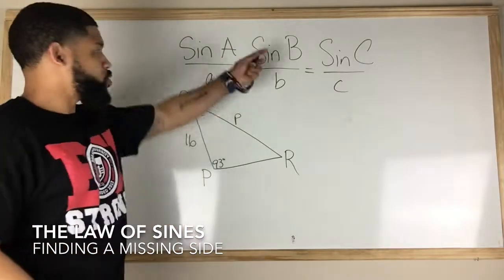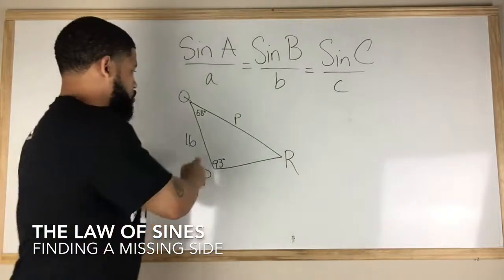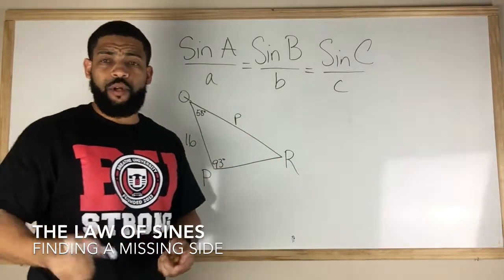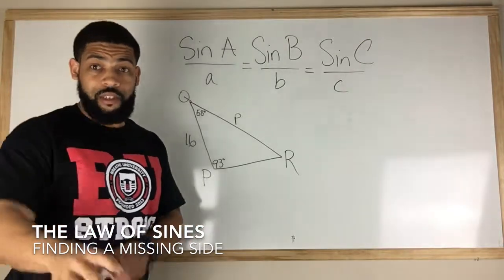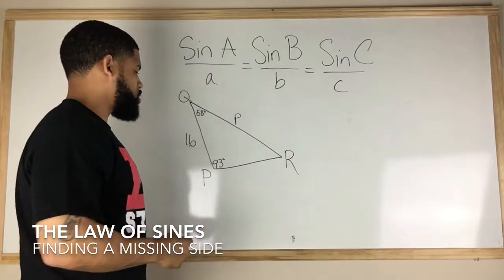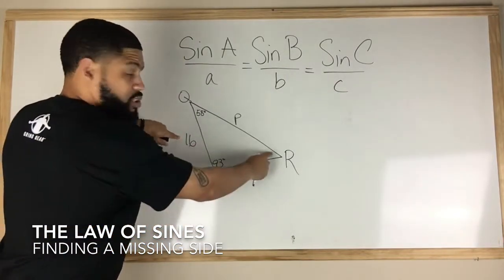Now, although the formula has A, B, and C, it's the same thing. We're just going to use P, Q, and R. So we're going to set up a ratio, or actually it's going to be a proportion. I said ratio earlier, but it's actually a proportion. So the proportion is, since I already have this side, I need this third side length.